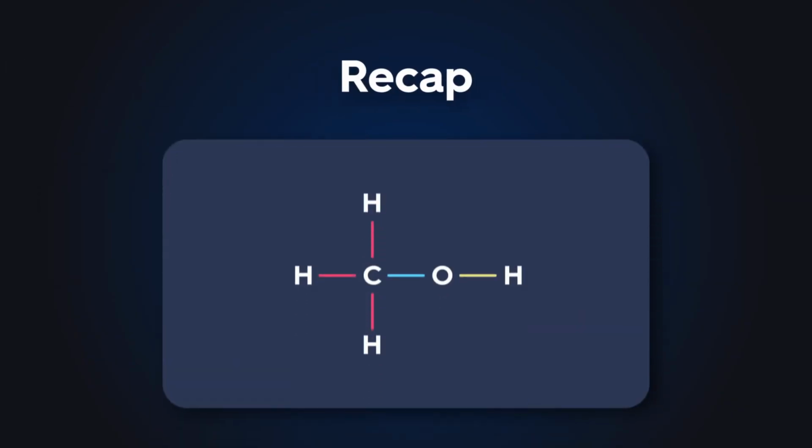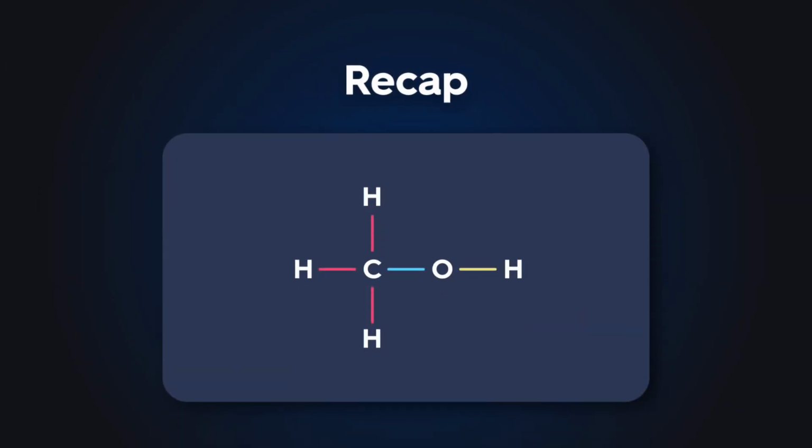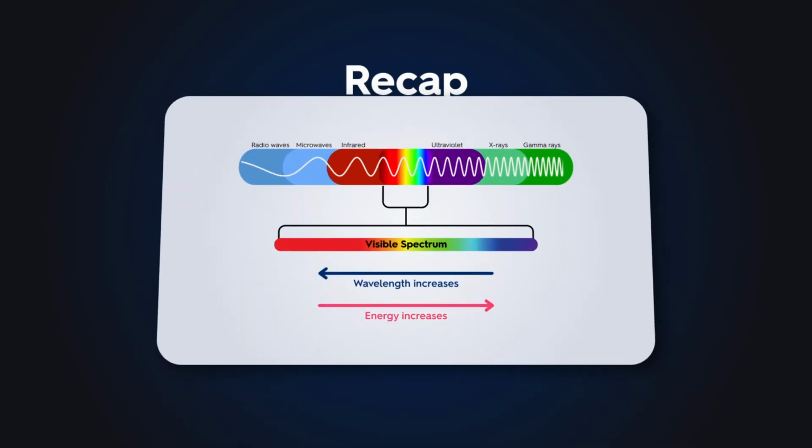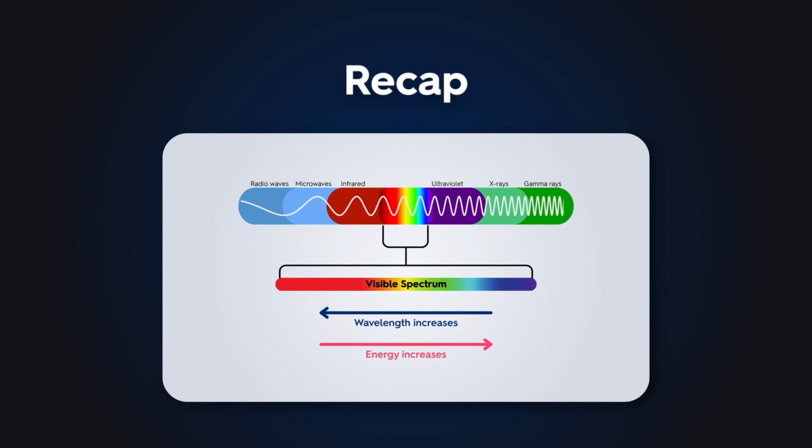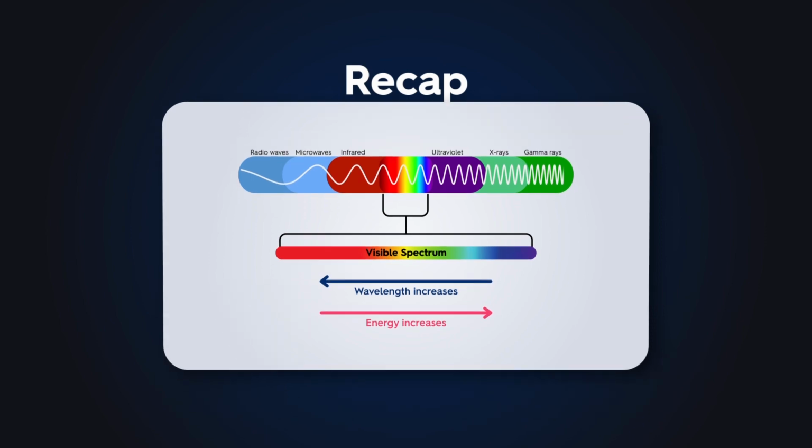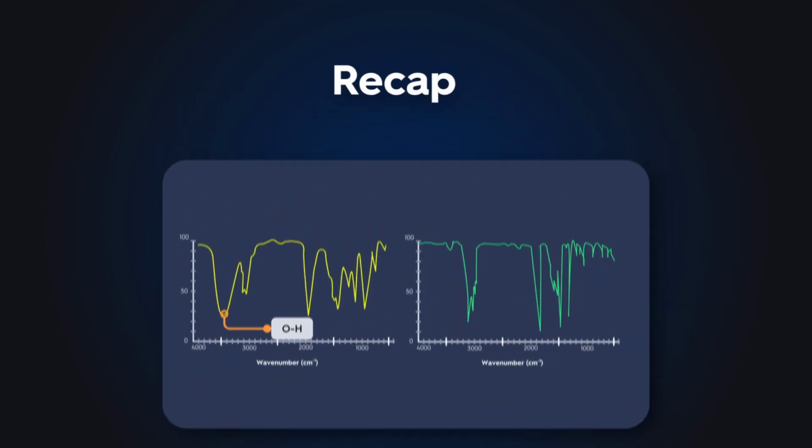To recap, infrared spectroscopy uses infrared light to make molecular bonds vibrate. Different bonds absorb different wave numbers, creating a spectrum that helps identify functional groups.